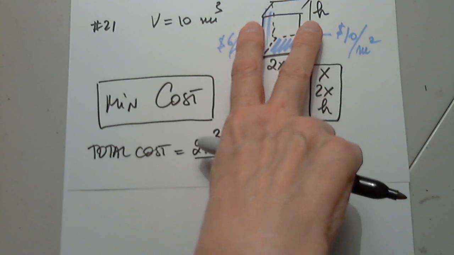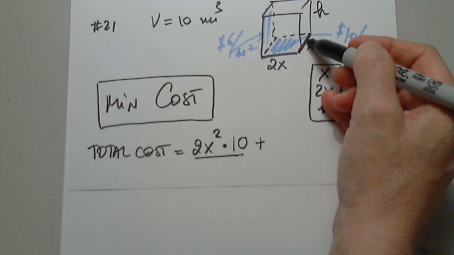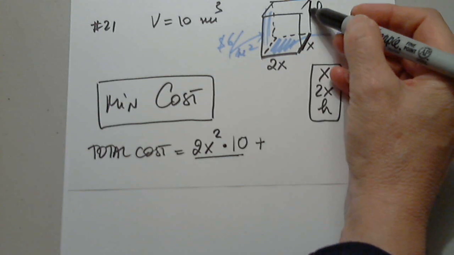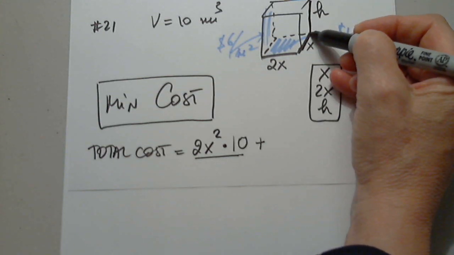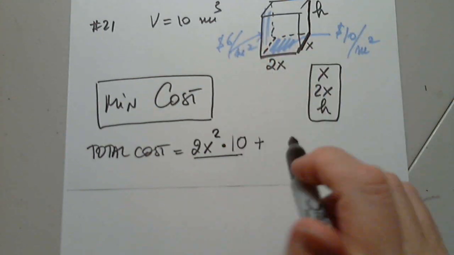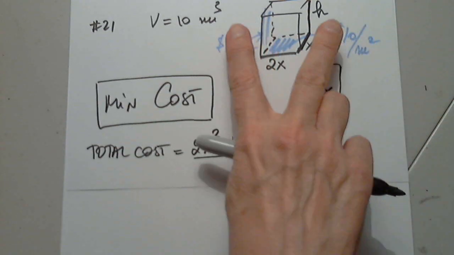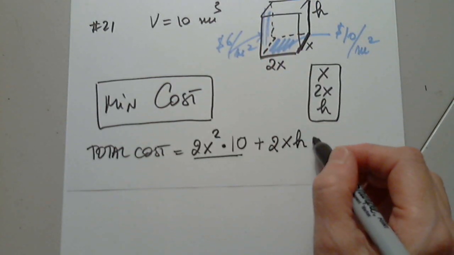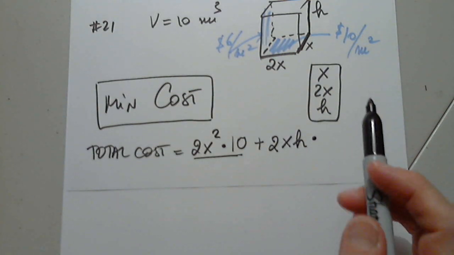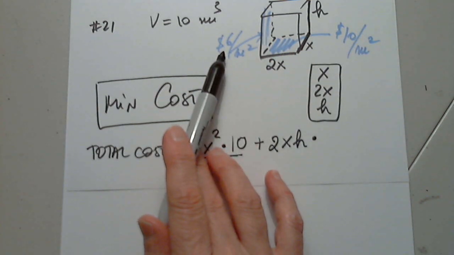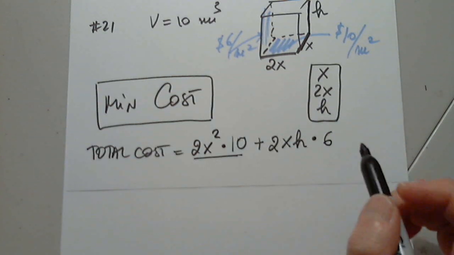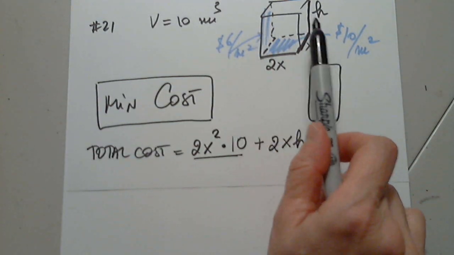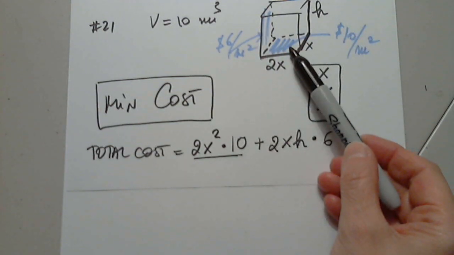these two sides. So this side has the base x and the height h. And there are two, the same measure. 2 times x times h times 6, the cost per square meter. So we finished with these two sides, and we finished with the base.